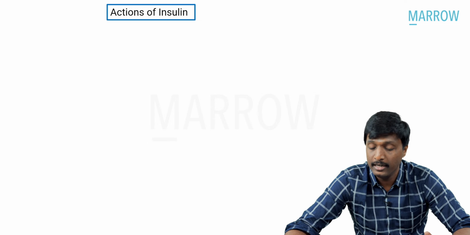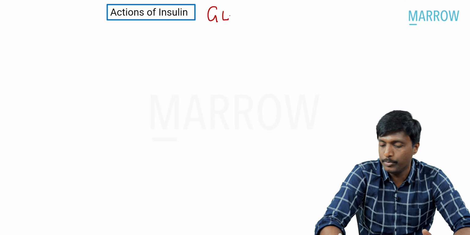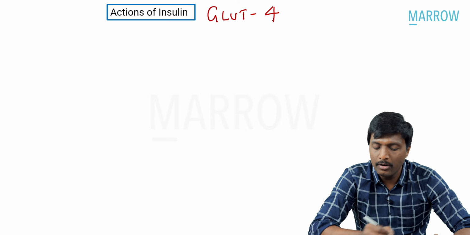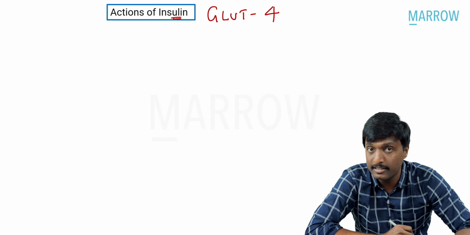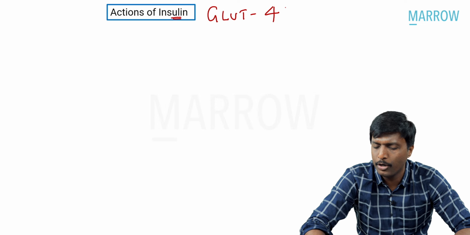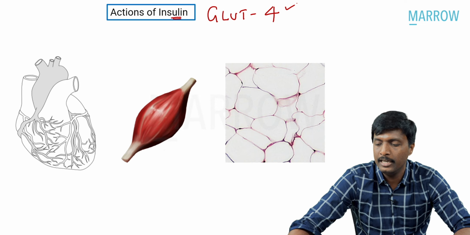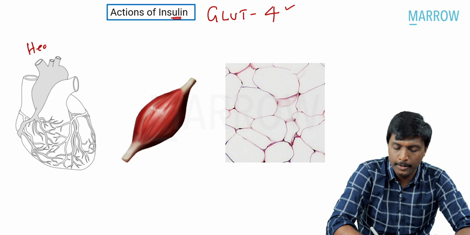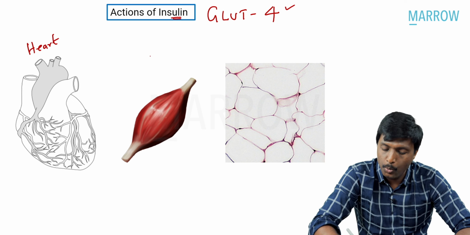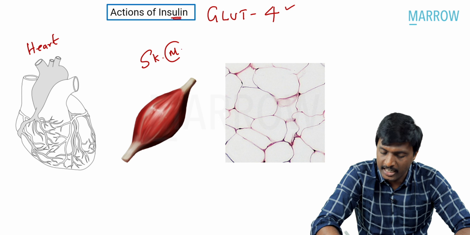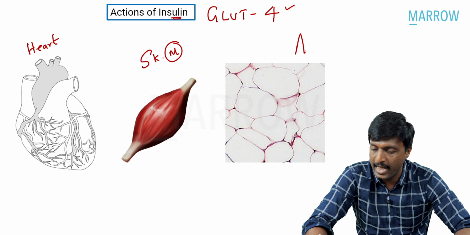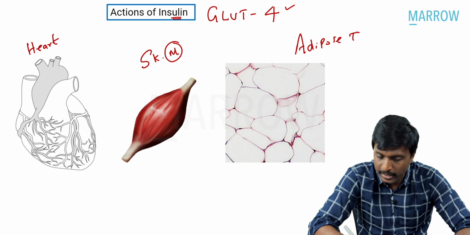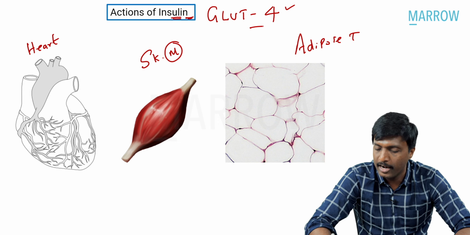Actions of insulin. Which important glucose transporter? It is GLUT4. True. What are all the insulin dependent regions where insulin is going to incorporate this GLUT4? Three important regions, friends. The first one is obviously our heart. Second one is the muscle, that is our skeletal muscle. Third one is the answer. What is that? Adipose tissue.